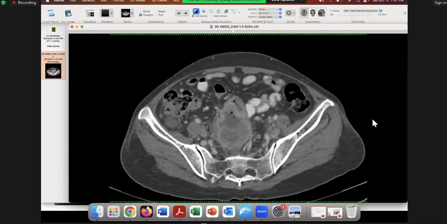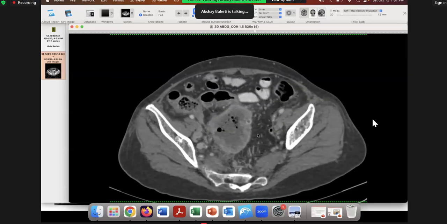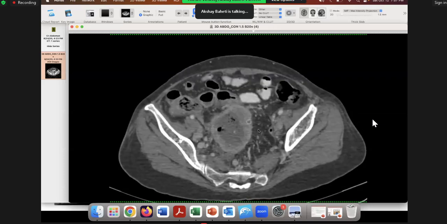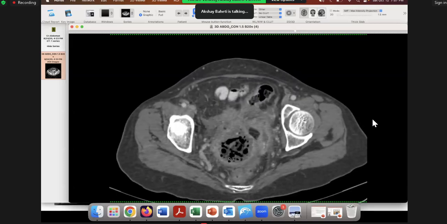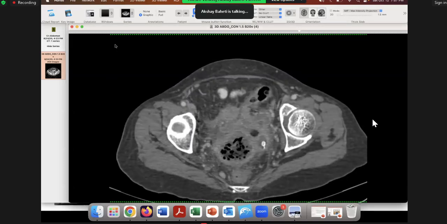When you see something like this, your mind just freezes, right? But then you have to scroll, first figure out it's not sigmoid, then figure out that it's not actually a primary bowel tumor, or at least lymphoma or adenocarcinoma of the bowel. And then you think of what else can do this. This could have happened in any pelvic mass which is secondarily involving the bowel, but the bone makes you think it's a teratoma.